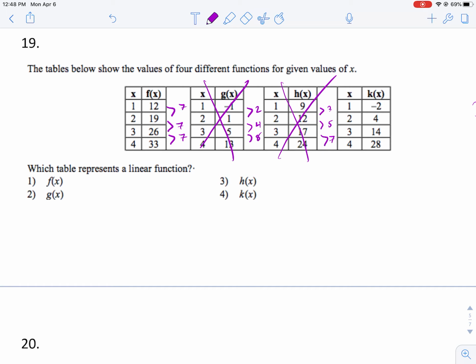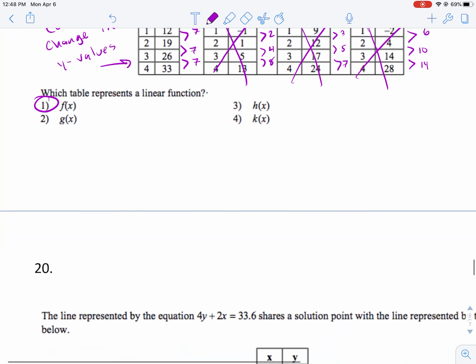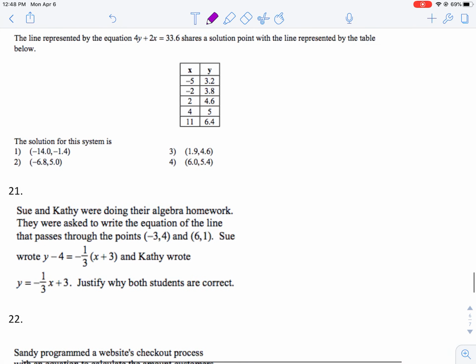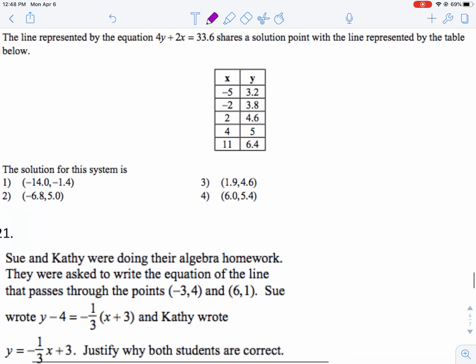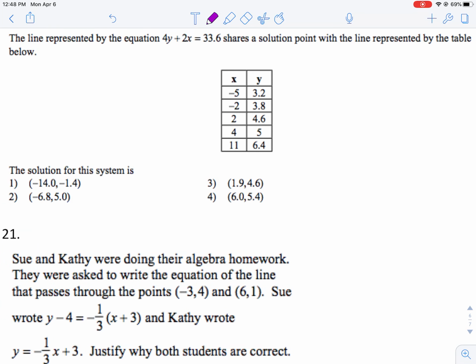This one increased by 3, I'm sorry, geez, I can't add. 3, and then 5, and then 7. So that one's out. 6, and it went up by 10. Then it went up by 14. Okay, so that one's out. So our linear function is f of x, right? We're looking for that constant change in the y values. Okay, that's number 19.